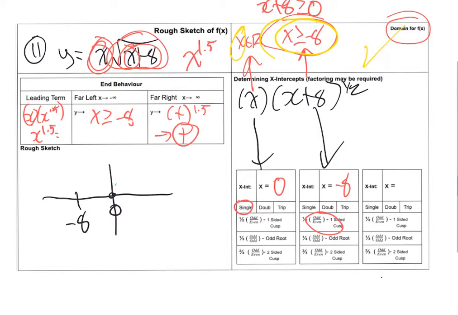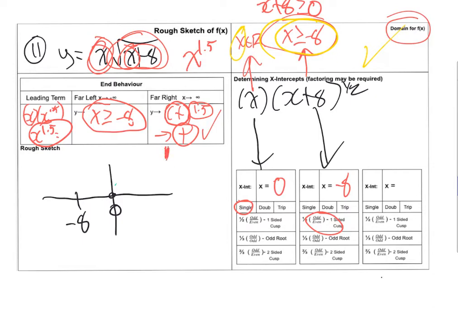Now, with regards to end behavior, so I know it's x to the 1.5. Do I need any end behavior for far to the left? No, because x has to be greater than or equal to negative 8. I don't have to deal with far to the left. Far to the right, however, if I put a number in far to the right, like 1,000, a million, a billion, and I raise it to the 1.5, what's that going to give me? Yet another positive. Okay, so I know that the graph ends up high to the right.